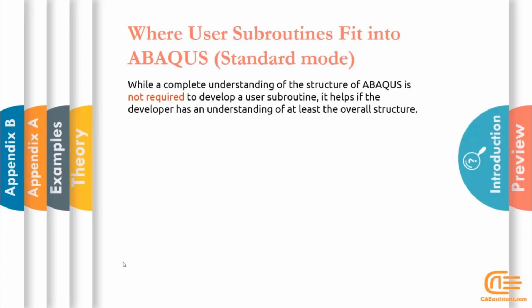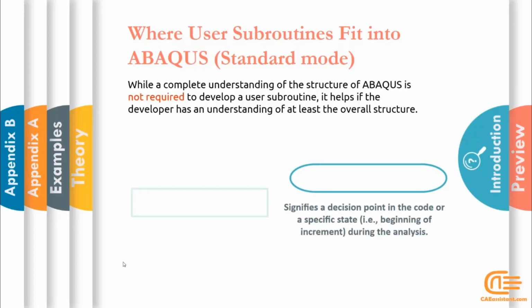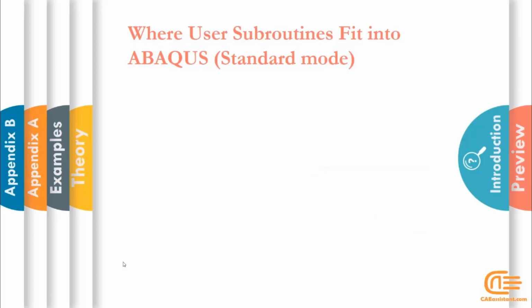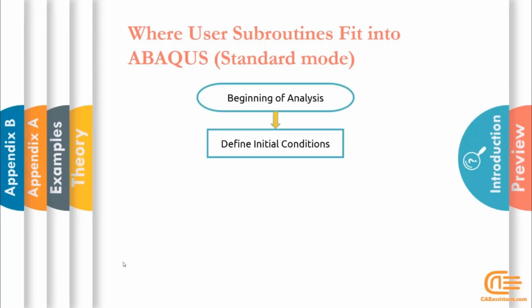As a user, you should be concerned only with the development of the material model. But it's not bad to know about the structure of Abaqus and where subroutines are used in the simulation process. Consider this figure as a decision point and this shape as an action point. The first thing we need to do in an analysis is to define the properties of the problem, including geometry, material, method of solution, and so on.